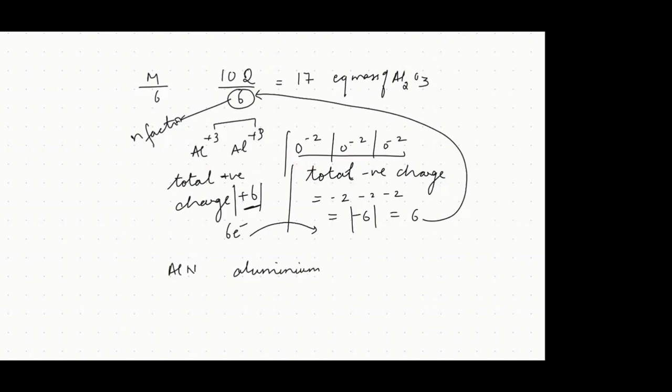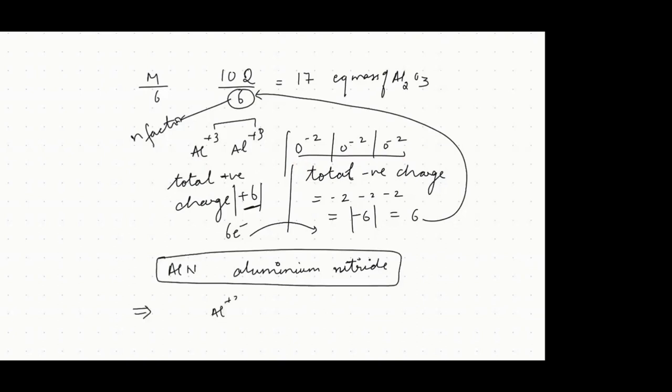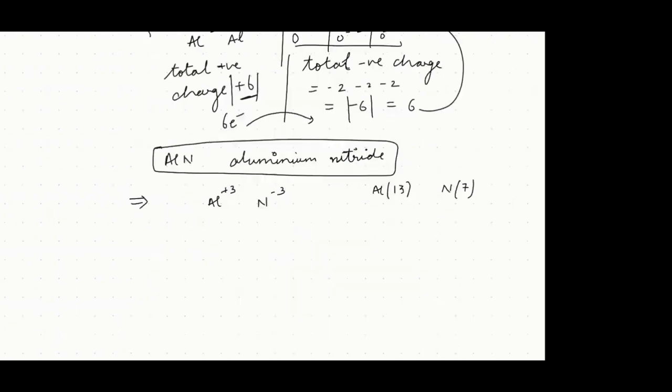And it is true for all the ionic compounds. So if I say aluminium nitride, what does aluminium nitride mean? Aluminium nitride is basically Al plus 3 and N minus 3, because aluminium's atomic number is 13 and nitrogen's atomic number is 7. So aluminium is 2, 8, 3 and nitrogen is 2, 5. So nitrogen would be gaining 3 electrons and aluminium would be losing 3 electrons.